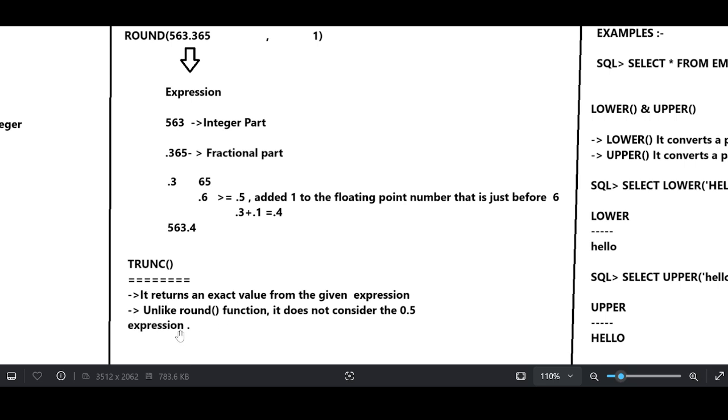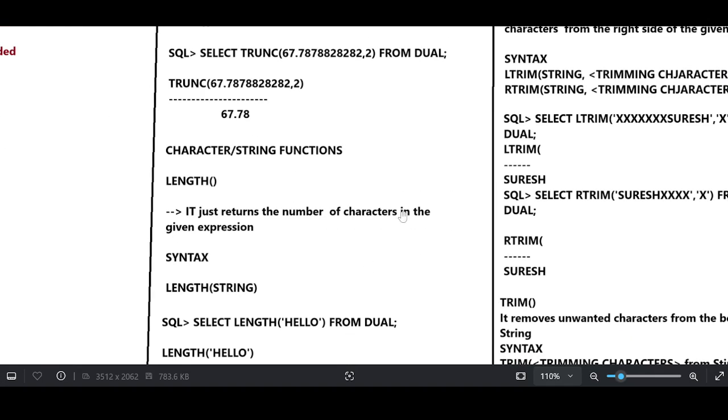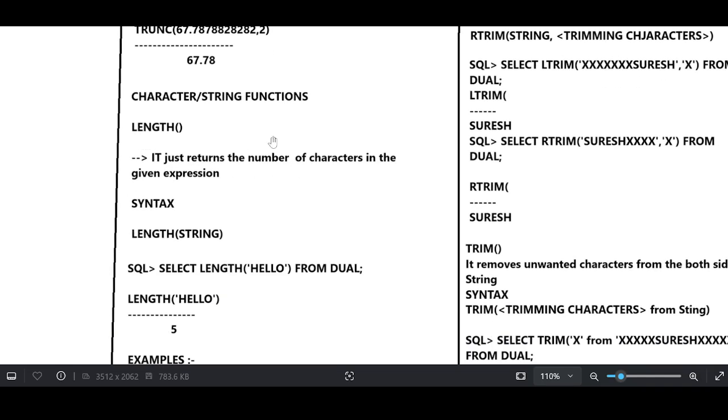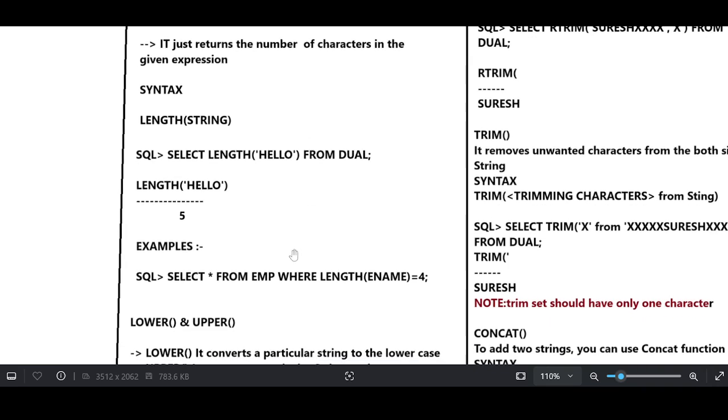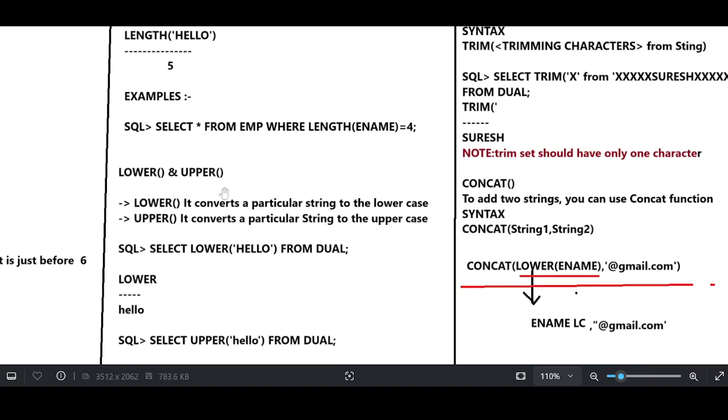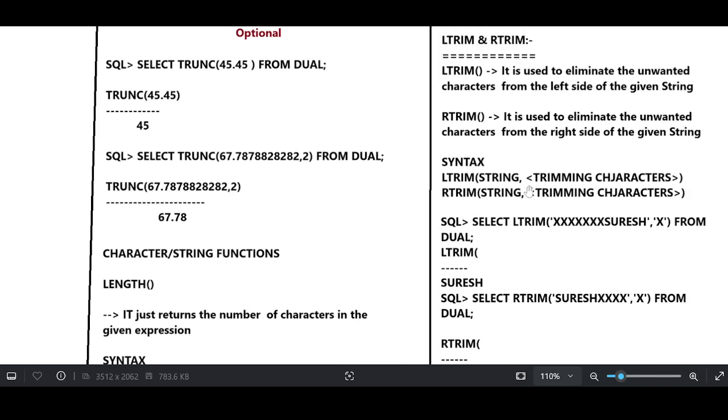The trunc function we have understood. This is just the opposite of the round function. Here there is no concept of rounding off, so it is not going to consider the 0.5 expression. After this, we started discussing the character or string functions. The length function is very straightforward: it counts the number of characters in a given string. Then the lower and upper functions convert a string to lower case or upper case, so not much discussion is required on this.